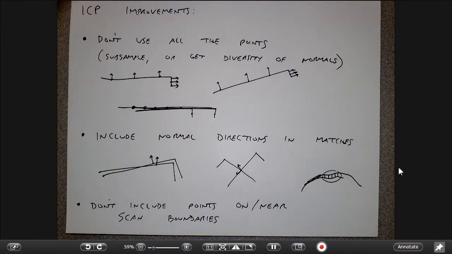This is important, especially when you have partial scans. This happens a lot in things like LiDAR scans of large scale things where you only have a chunk of the surface, and so you don't want to match lots of stuff. You only want to match the good stuff.